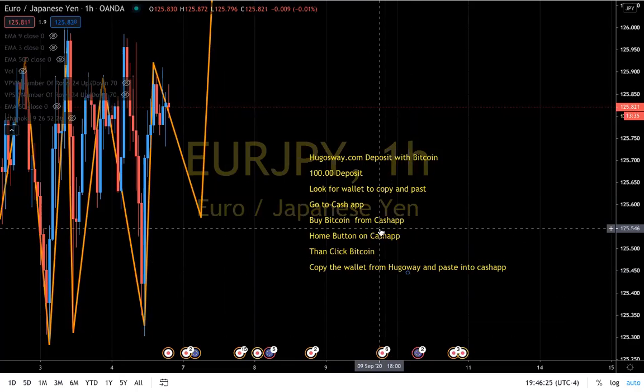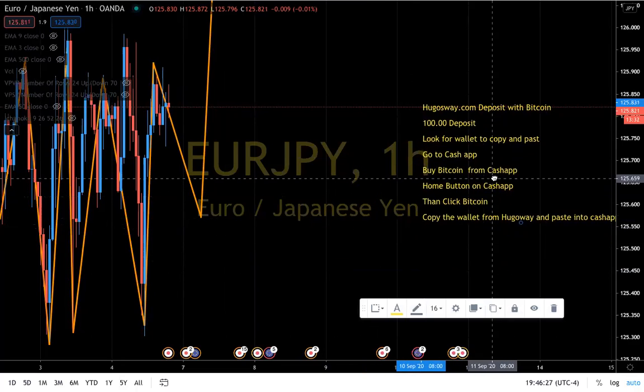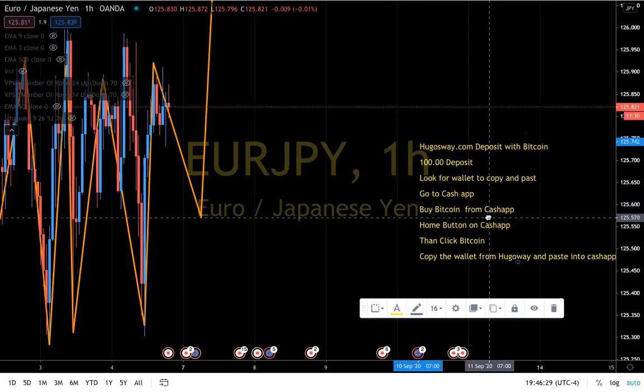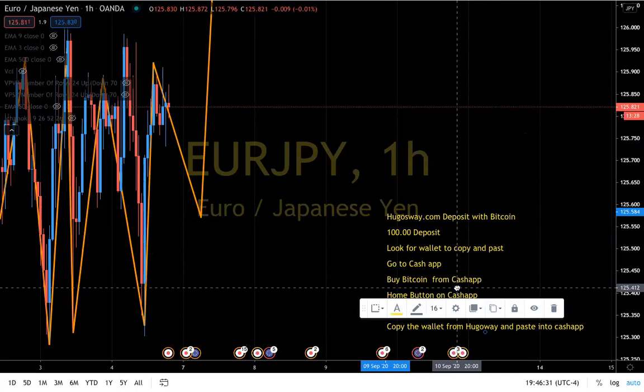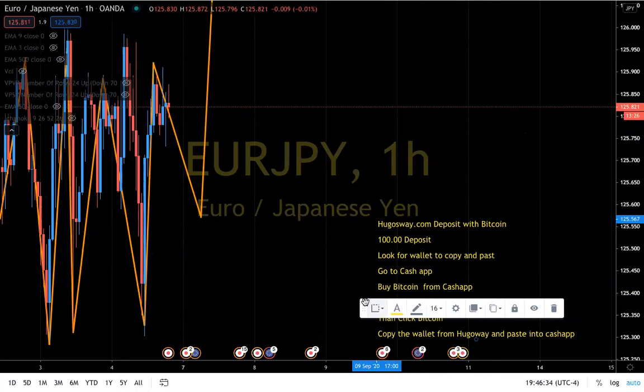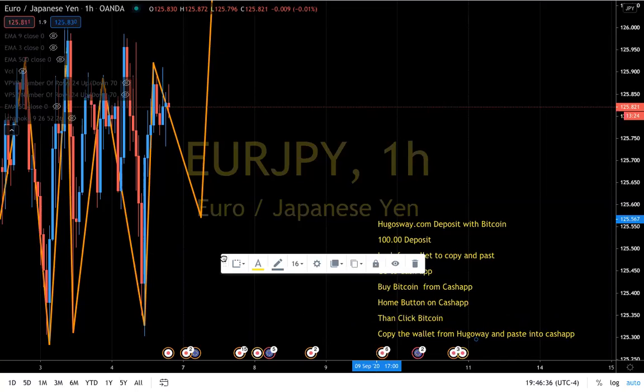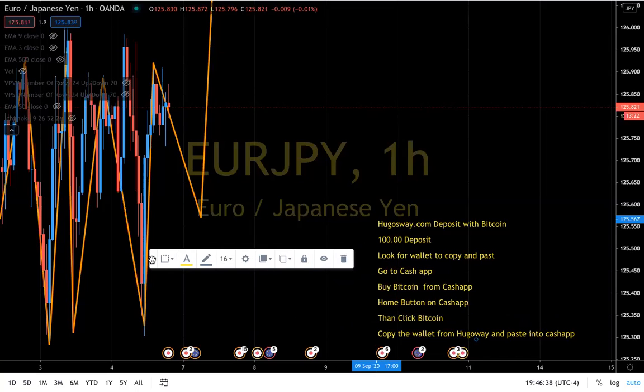So I'm on Hugo Way. I see a wallet, but I don't see where I copy and paste. It should be. Have you put in the total that you want to put in for Cash App? No, I haven't gone on Cash App yet. Well, I've never bought any currency on Cash App. So let me see. Go to my Cash App.